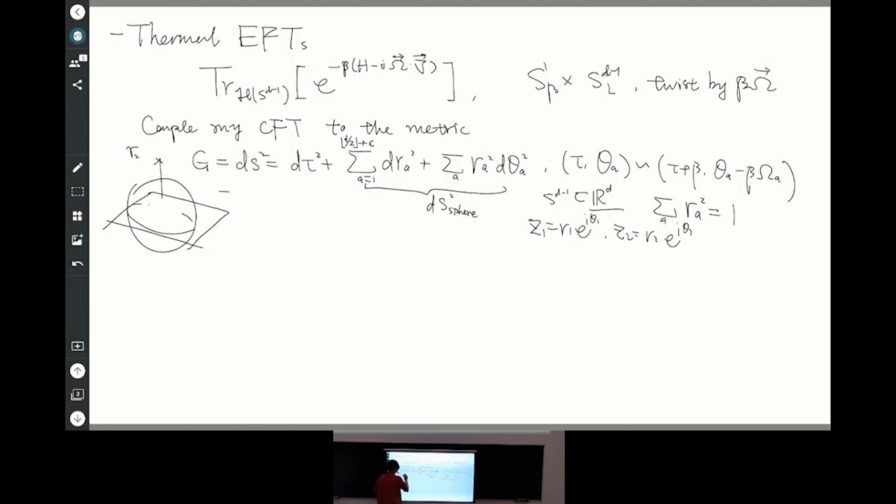Okay, so now I can perform some change of coordinates and massage this metric into the Kaluza-Klein form.